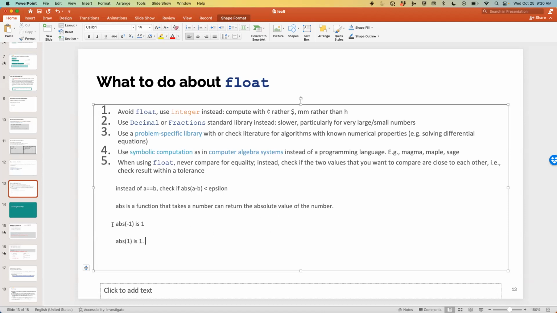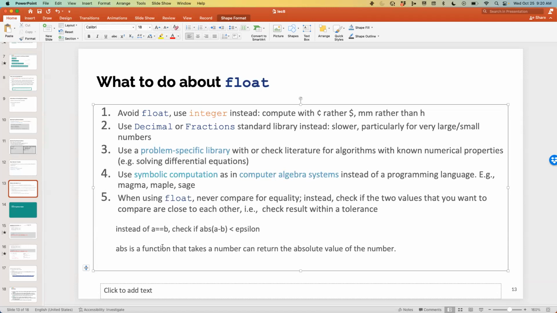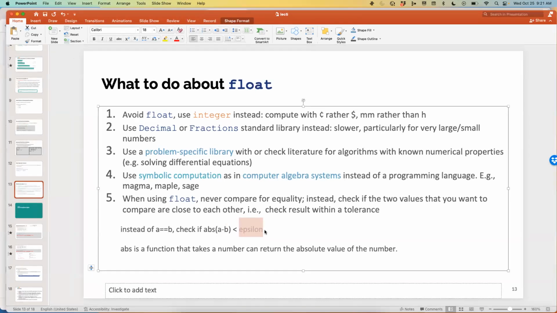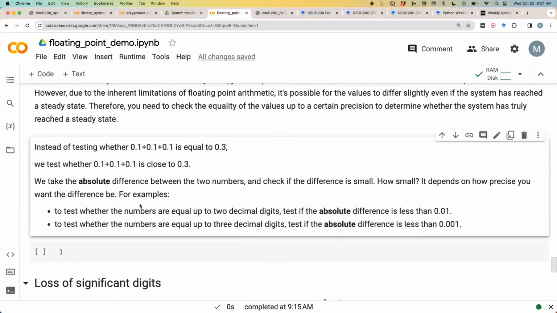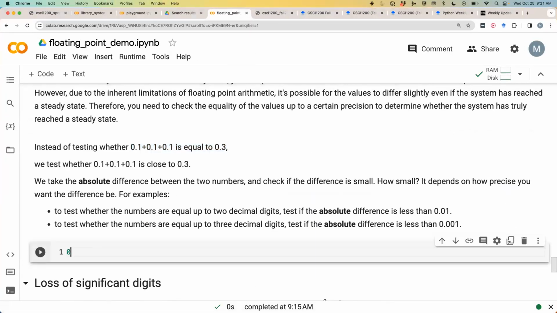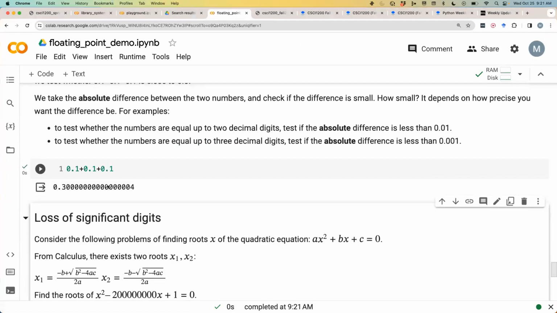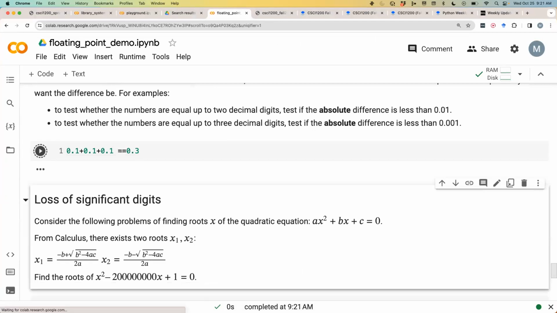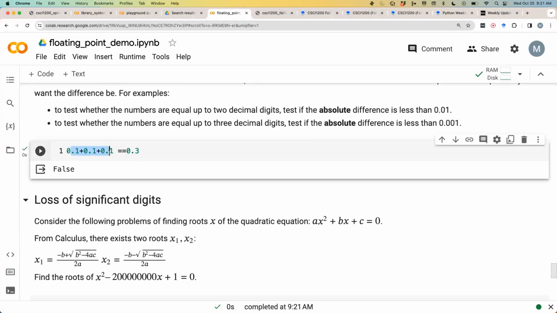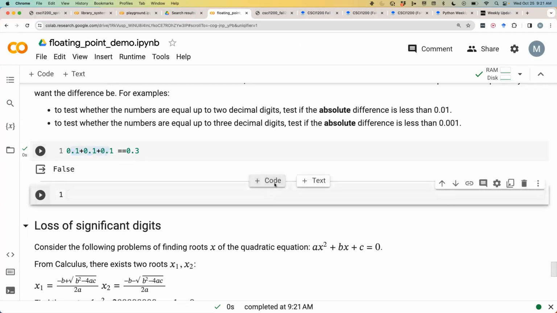Okay. So there's an example. You want to check the absolute difference between these two values, whether it is less than a very small number called epsilon. Okay. So here's an example. Instead of checking 0.1 plus 0.1 plus 0.1, you don't want to check whether this is equal to 0.3, because this will be false, even though we know mathematically speaking, it should be true. So instead of doing that, what you do is check the difference between them.